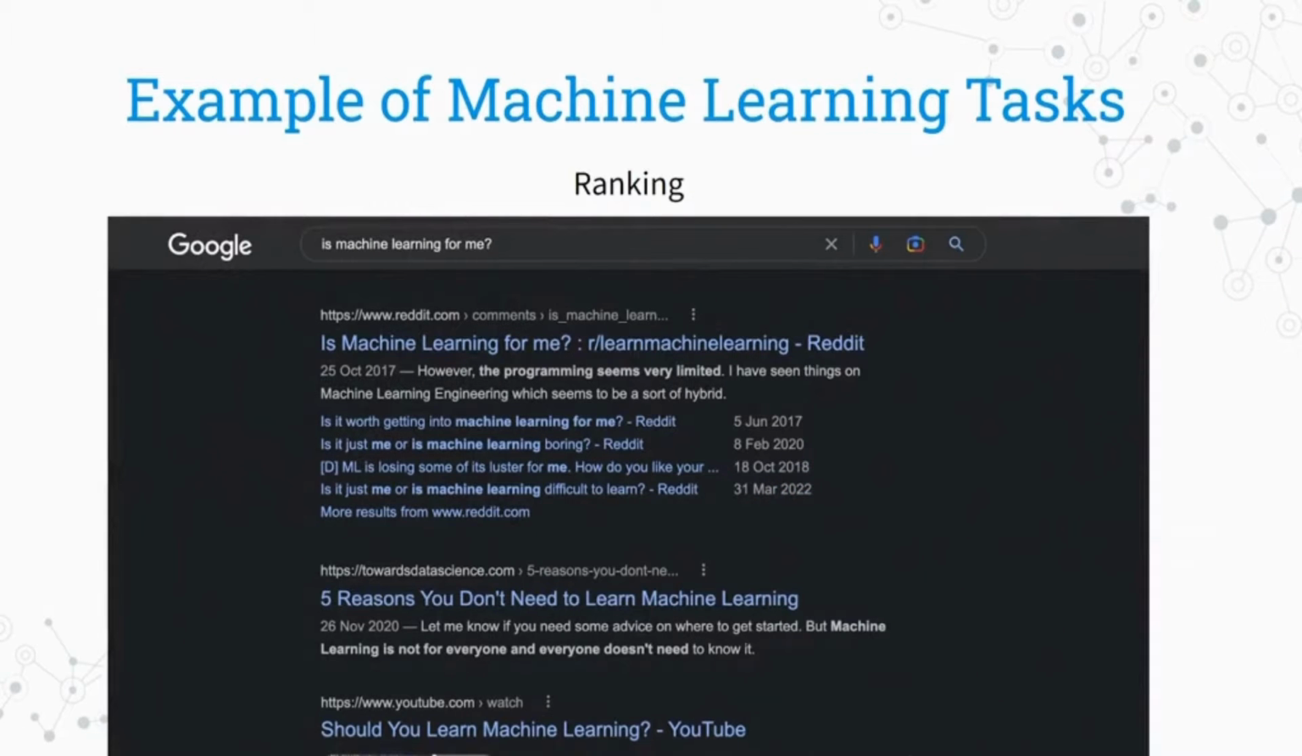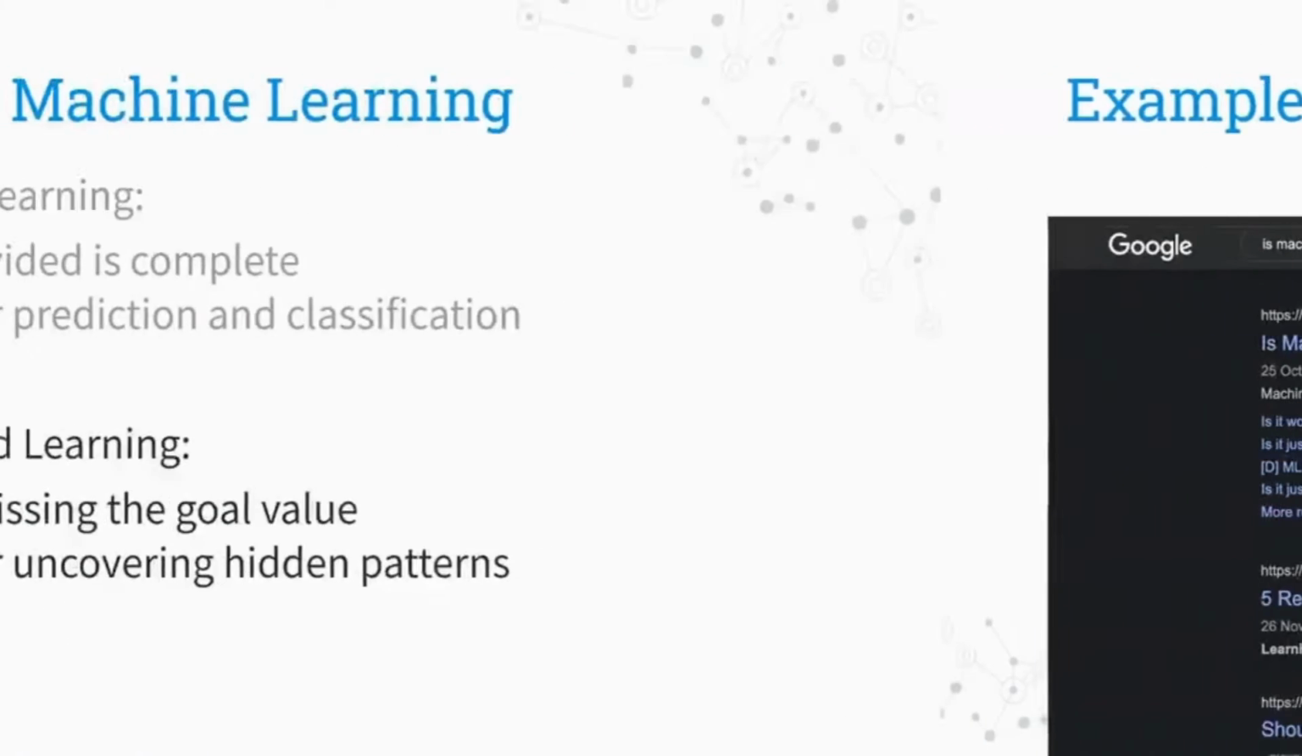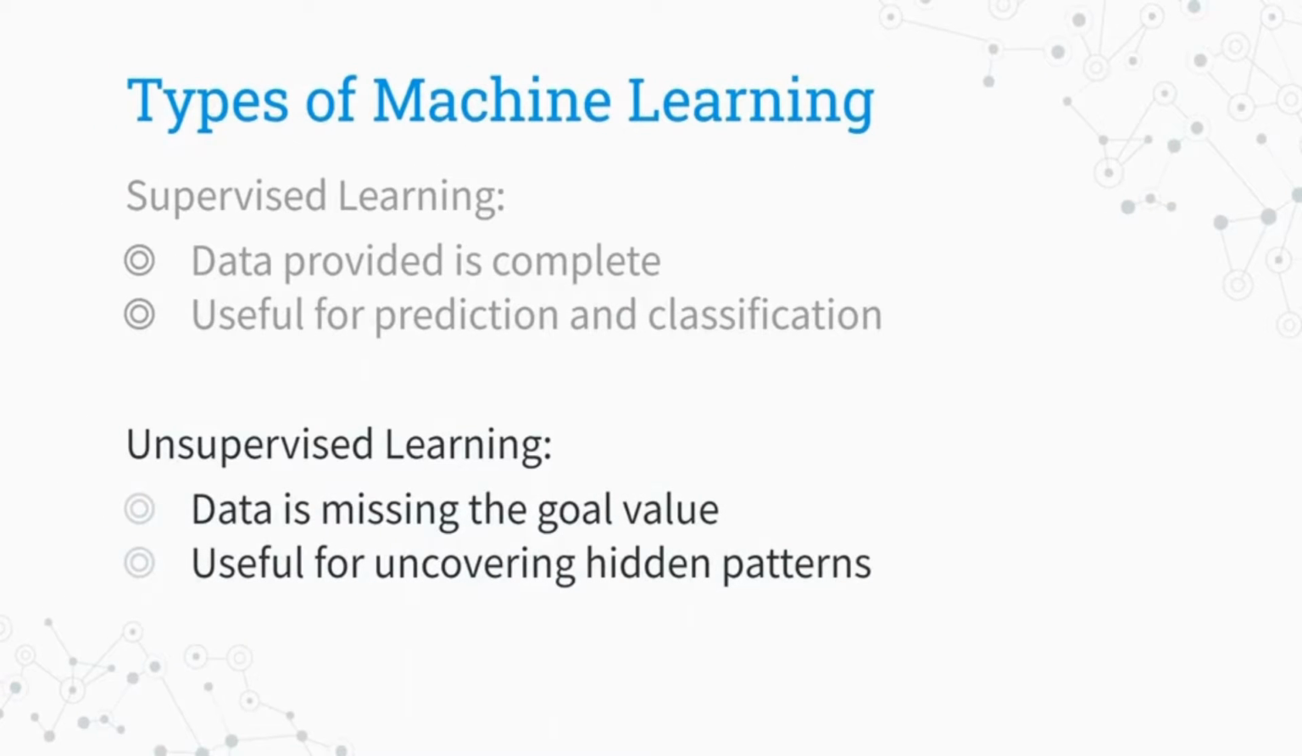Finally, we also have ranking algorithms. Such an example is the PageRank algorithm, which is the foundation of Google today, and can give us a solution to nearly any question. The second type of machine learning is unsupervised learning.